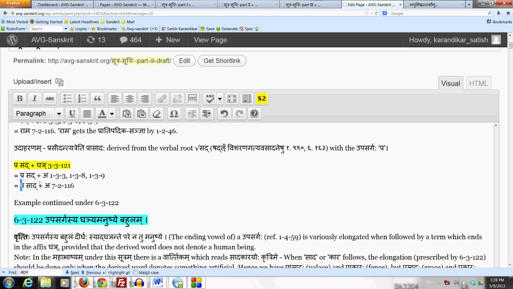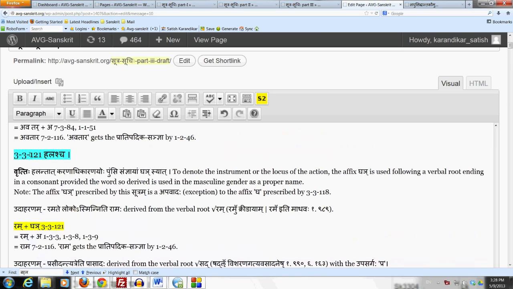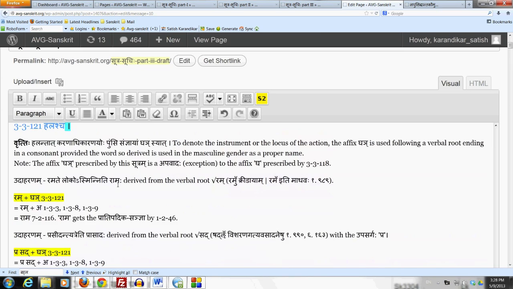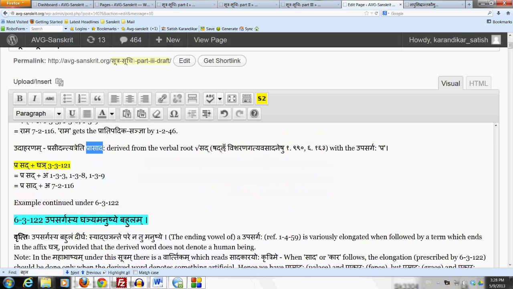Okay, so we are at the stage where we have prasada. After applying the affix ghai by the sutram 3.3.121 halascha, we are trying to derive the form prasada. The sutram we need now is 6.3.122, upasargasya ghaiya manushye bahulam. Now we are jumping to a different section of the Ashtadhyayi, 6.3, third quarter of chapter 6.